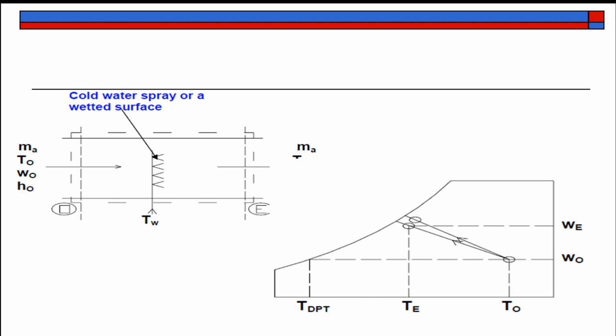So this process will be represented by an inclined line on a psychrometric chart like this. Line OE represents the cooling and humidification process. The humidity increases and temperature decreases, where the cold water is sprayed onto a wetted surface.